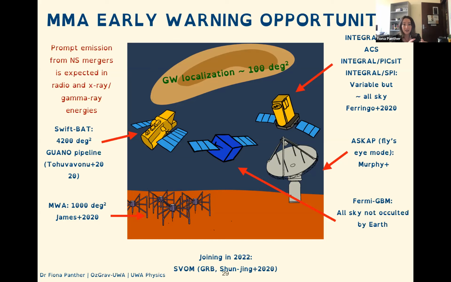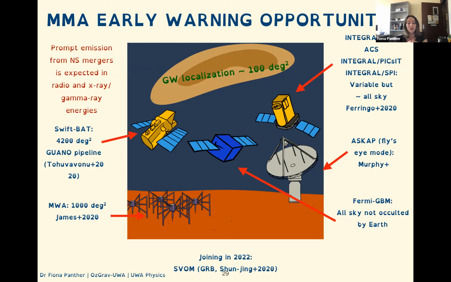There's also ASKAP in Fly's Eye mode, has a very large field of view, again, searching for radio precursors, and then Fermi and INTEGRAL together. Depending on which instrument, you've basically got a field of view which is the whole sky, except for the bit that's occulted by Earth. And by combining all of these things together, you can maybe knock down that localization into the 10s or even lower square degrees. So there's some really exciting possibilities coming up with early warning.